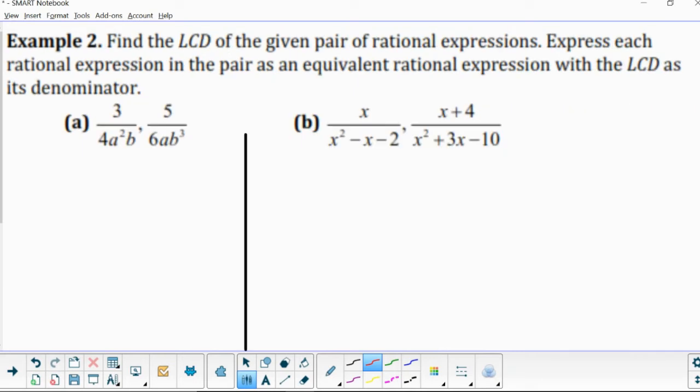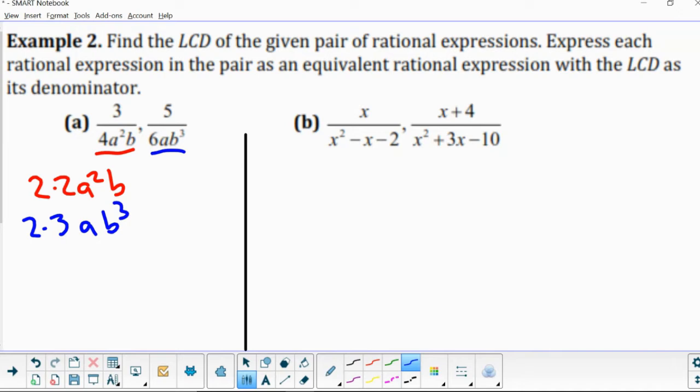So this is essentially the same type of problem as before, except it's in fractions. So we're just going to take what's in their denominators and find their least common denominator just like we did by factoring. Some of you might even be able to look at it. So I'm going to factor 4a squared b. That's 2 times 2a squared b. And then I'm going to do the next one here, 6ab cubed. That's 2 times 3ab cubed.